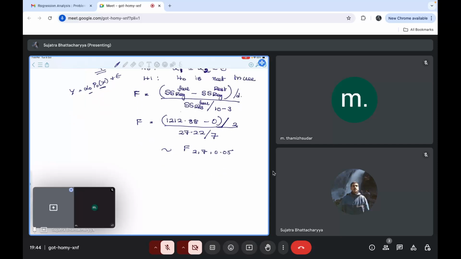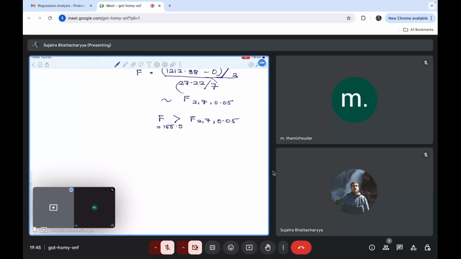Of course, this is a very strong value, you can see. So F is always greater than this. So you need not calculate it also. It's very strong. 1212 divided by this is an even smaller quantity. So the calculation of this F is 155.9. Okay. So this is the thing.